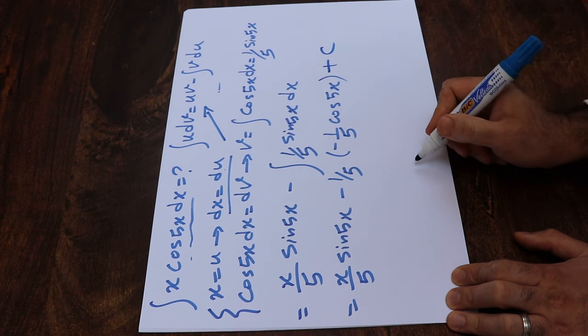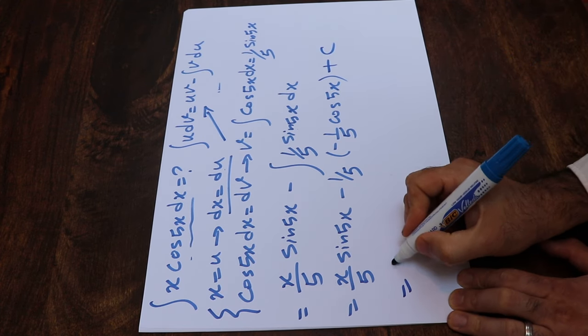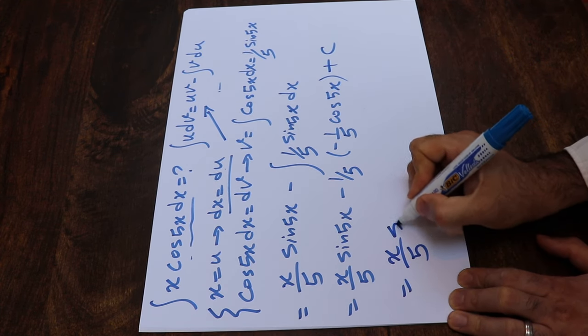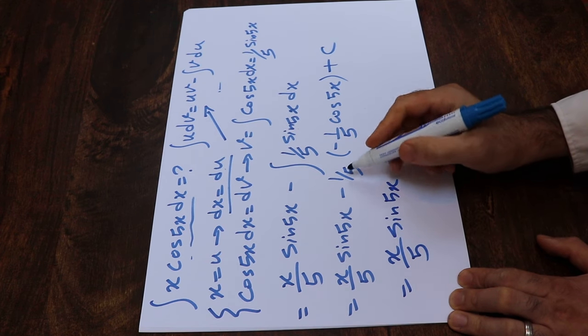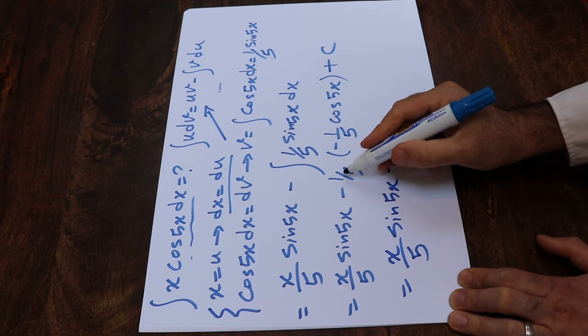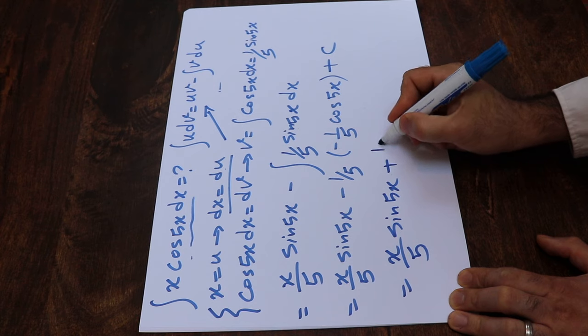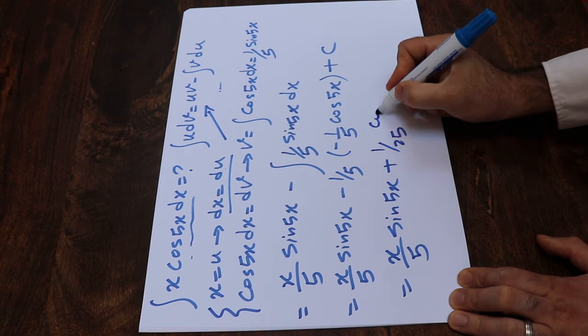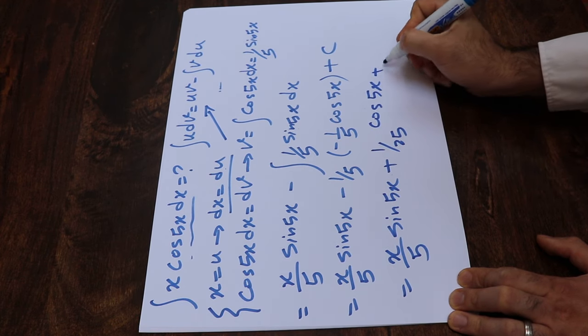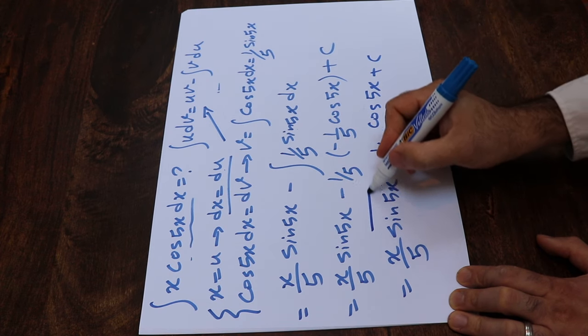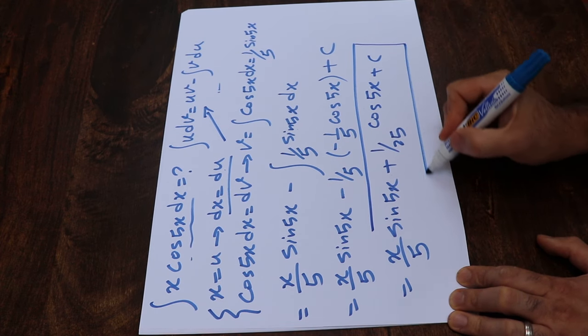And plus c, that's the constant of the integral. So that will be equal to x divided by 5 sine 5x, minus times minus is plus, 1 divided by 5 times 1 divided by 5 is 1 divided by 25 cosine 5x plus c, which is the constant of the integral. And that's the solution to our integral.